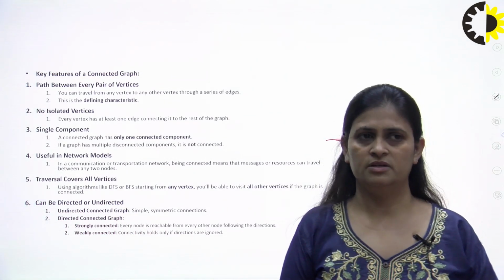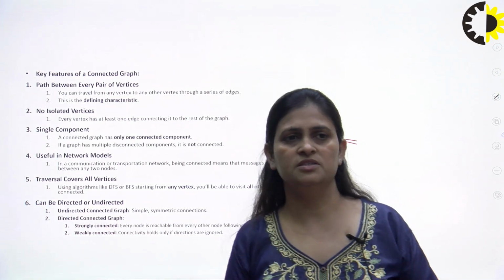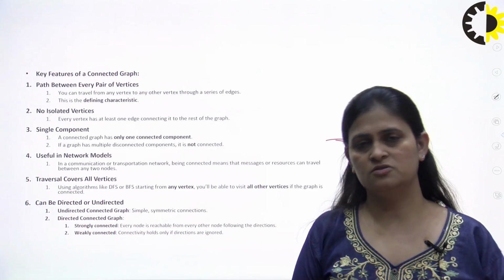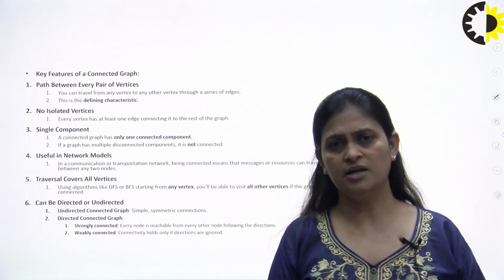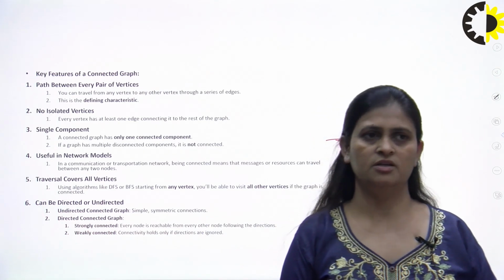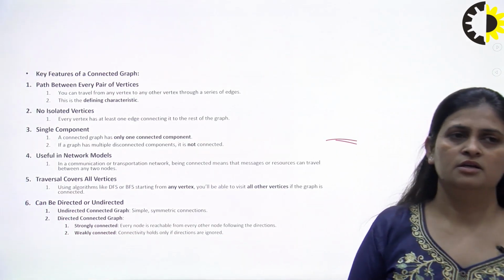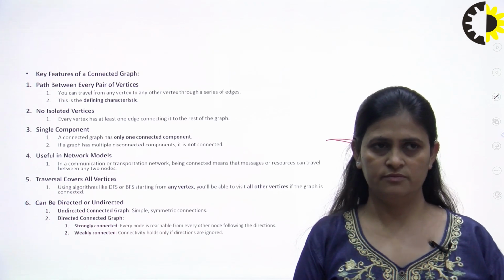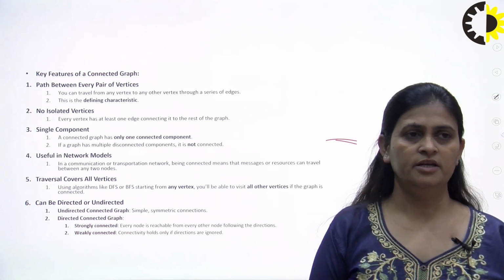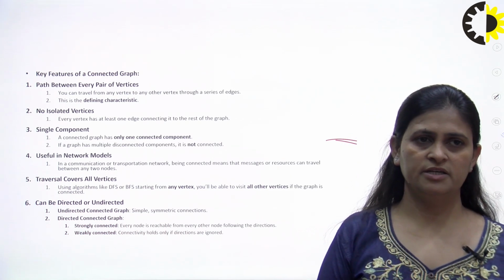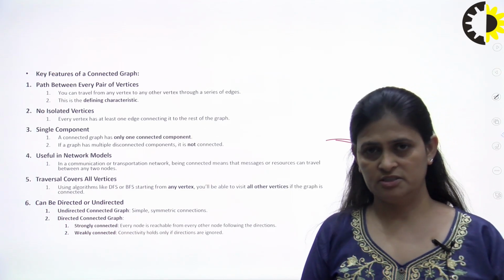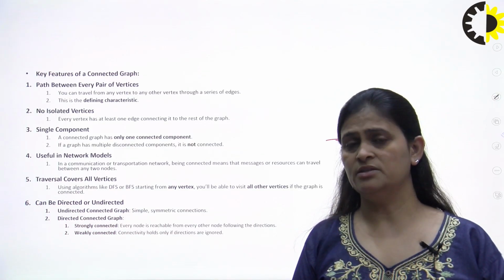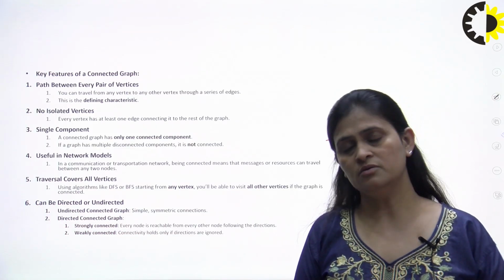No isolated vertex. No isolated vertex means every vertex has at least one edge connecting it to the rest of the graph; here, at least one edge between two vertices. Single component: a connected graph has only one connected component. Second, if a graph has multiple disconnected components, it is called a disconnected graph, meaning there is no edge between the vertices.